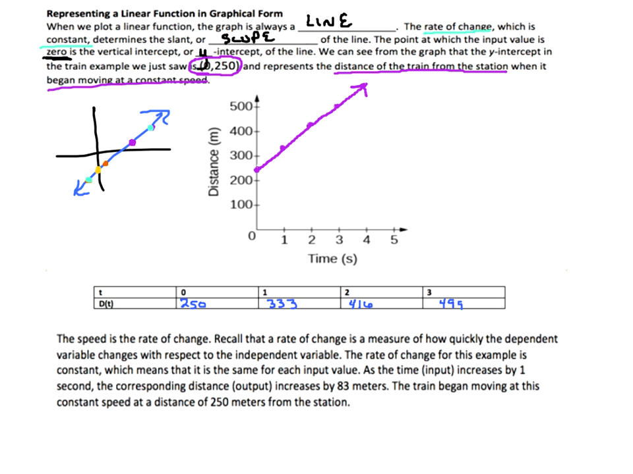Let's look at what I have at the bottom. The speed is the rate of change. Recall that the rate of change is a measure of how quickly the dependent variable changes with respect to the independent variable. In this particular case, your dependent is your y value. What's happening here is that I'm changing 83 meters for every 1 second. So I would write that as 83 meters over every 1 second that I travel. In this case, my slope is going to be 83 over 1, which we would just write as 83.